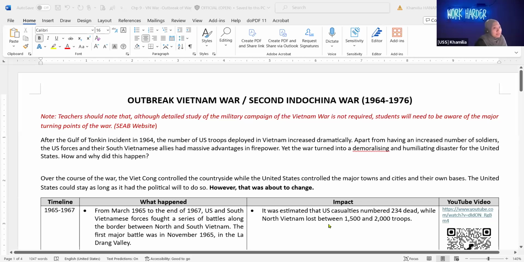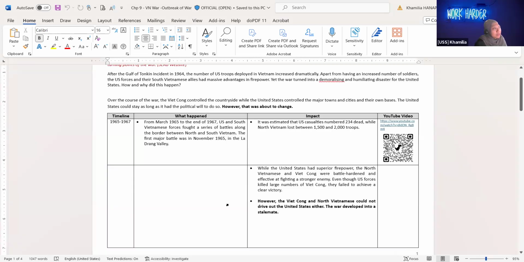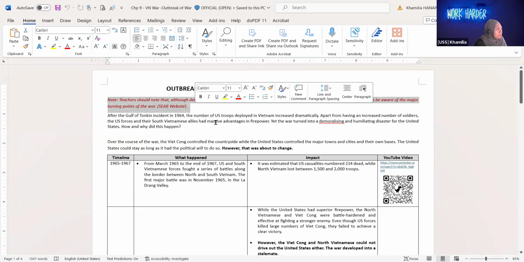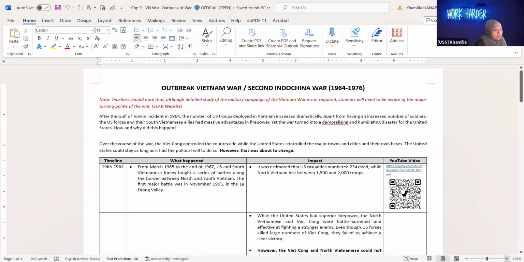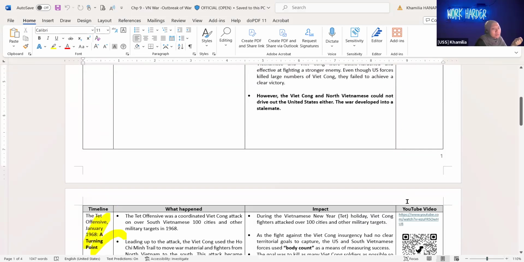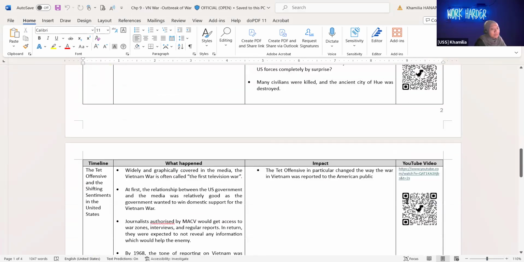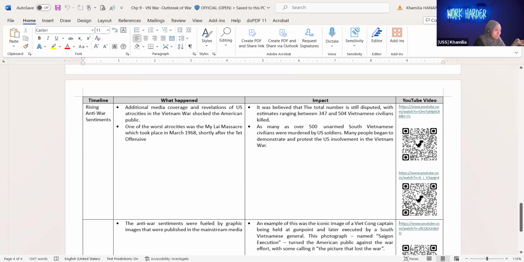Okay, this one. So this is a more detailed description of the outbreak of the Vietnam War. This one is from SAB. Students are not required to know everything about the Vietnam War, but they need to be aware of the major turning points. In your slides, I think there was some error in between. You must have pages 1, 2, 3 as well as page 4. There should be 4 pages of this.